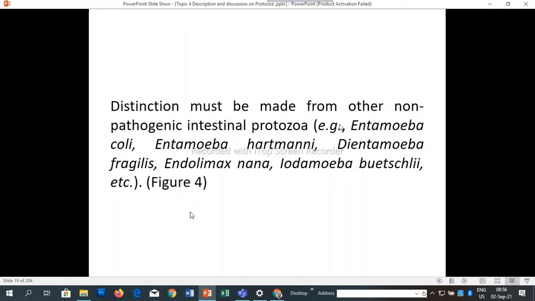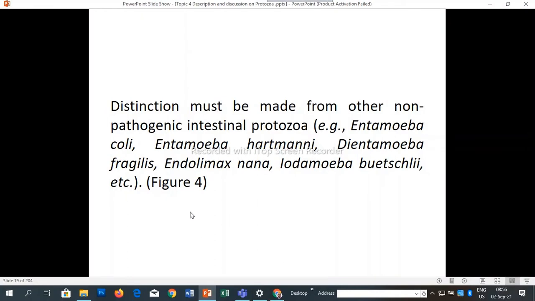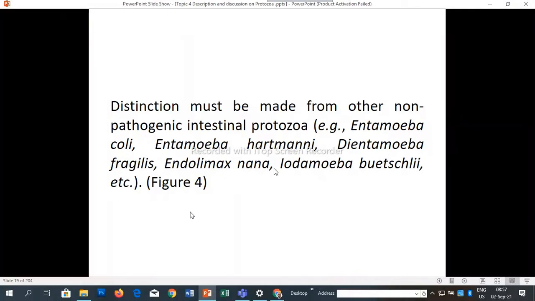However, it's also difficult for a technician to distinguish Entamoeba coli and histolytica sometimes, but when the stool sample is bloody and mucoid, certainly it's Entamoeba histolytica. Coli does not cause bloody or mucoid diarrhea. It can cause just diarrhea or abdominal discomfort, but not bloody diarrhea. Entamoeba hartmanni, Entamoeba fragilis, Endolimax nana, and Iodamoeba butschlii can also be found in the intestine, but they are not really pathogenic.